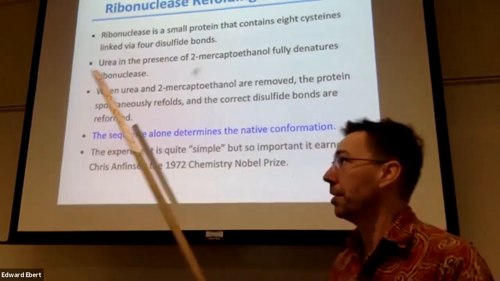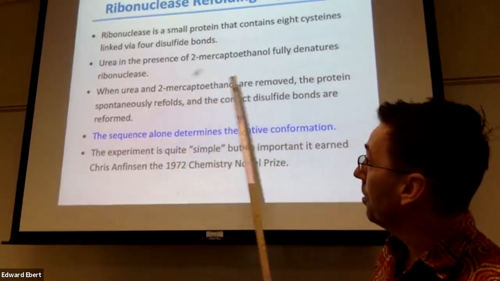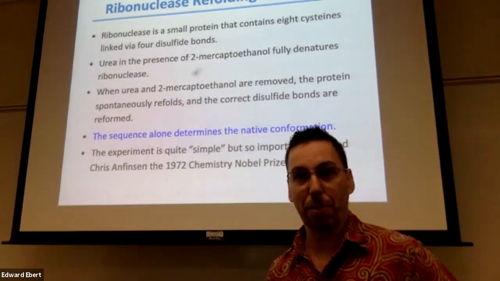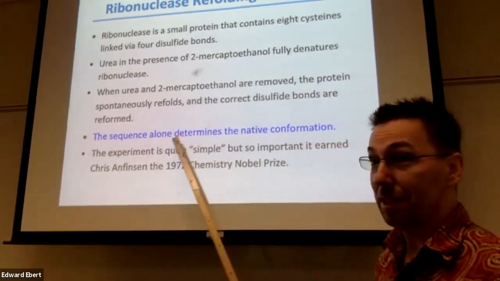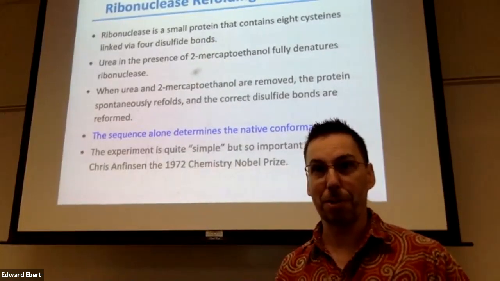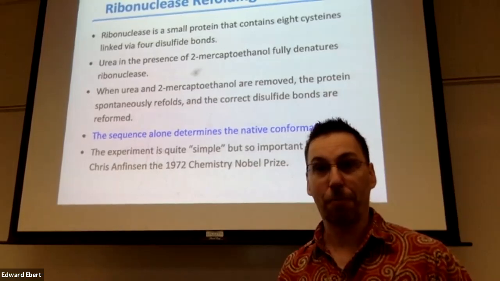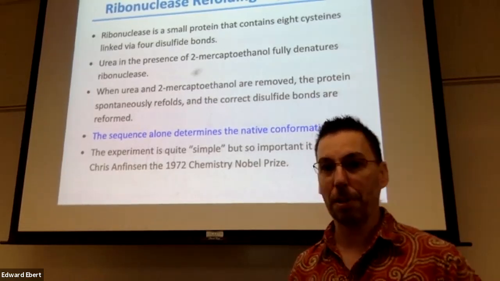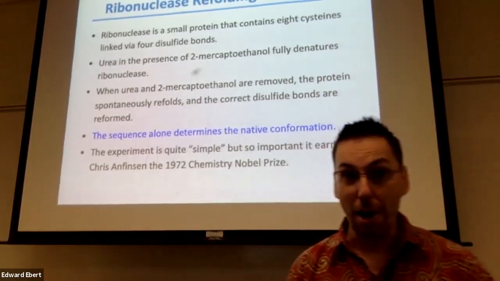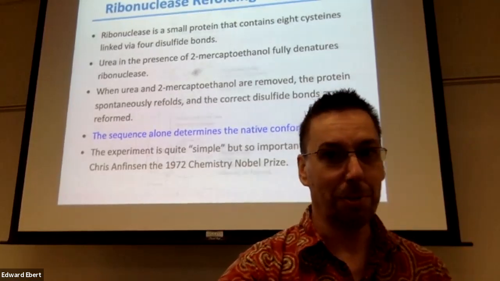Okay? So then we dialyze it. Undergo dialysis, and we remove the urea and the beta-mercaptoethanol, and it'll spontaneously refold back to its native shape. So what this means is that the sequence of ribonuclease alone determines its native conformation. Right? So the sequence information contains the folding information as well. Okay? And this was done in 1972, so not terribly long ago. So biochemistry is relatively new in terms of field here.